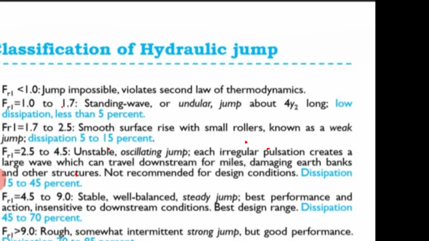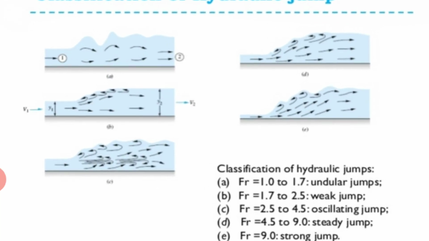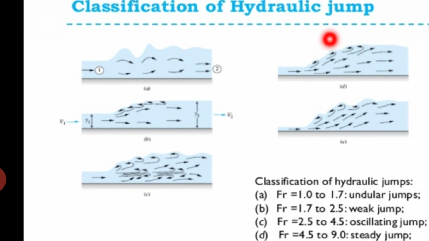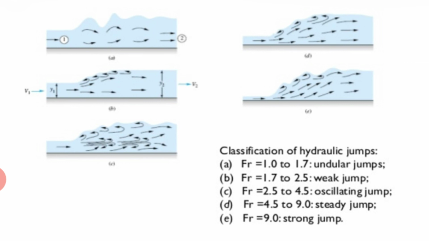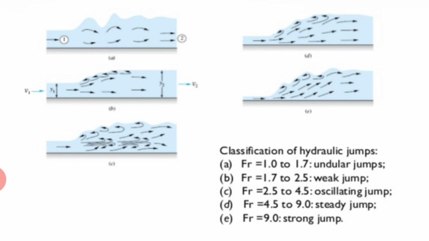Then next, here you can clearly see how the jump takes place, and this is a classification of jump. In this one, the first figure A represents the classification of hydraulic jump. When the Froude number is equal to 1 to 1.7, undular jumps take place. Just look at figure A, the jump is undulating. This is showing the undular jump.